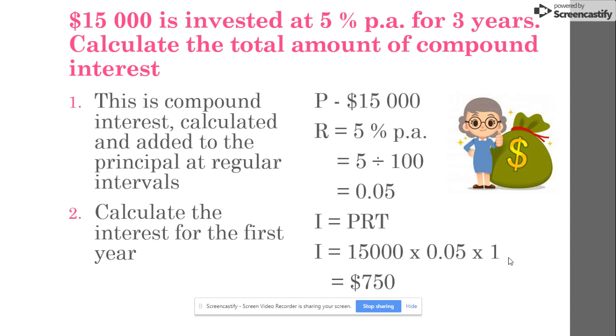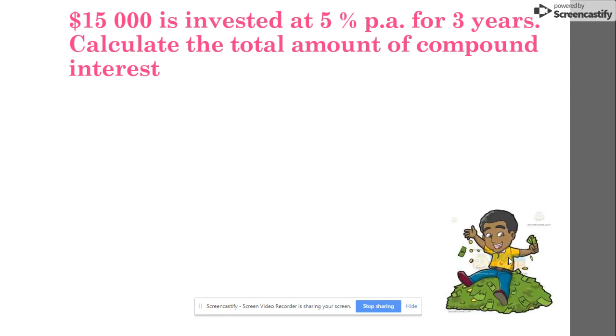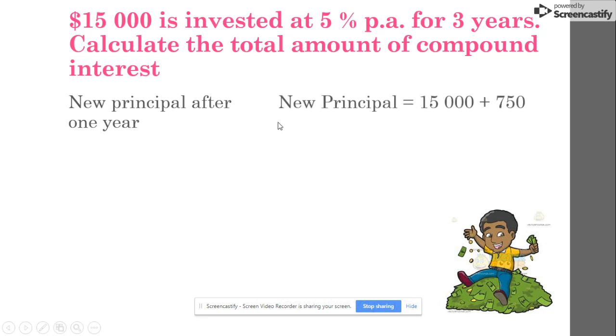Okay, now remember we're doing 3 years, so we're doing this a step at a time. So if we start the second year now, we've got our principal after a year. So our new principal is going to be 15,000 because that's what we started with. And then remember we made money. We made $750. So actually in year 2, we're now starting with 15,750.